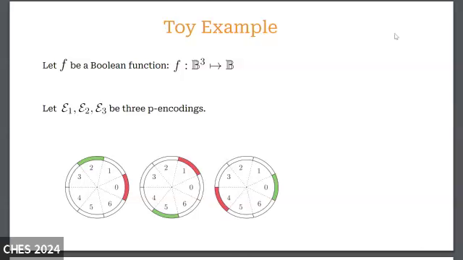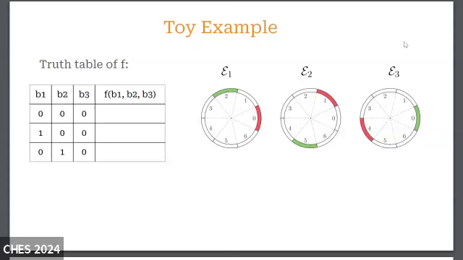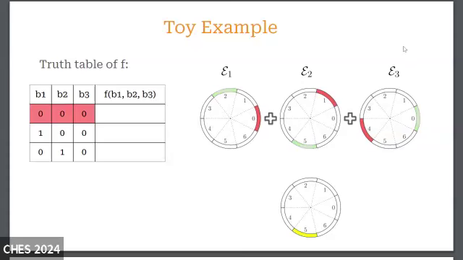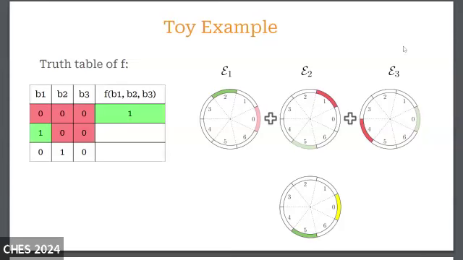Let's take a toy example to explain it better. So let's say we have a Boolean function of 3 inputs that have these 3 p-encodings, and you take the truth table of f, and you look at what's happening in every case. And so if you take 0, 0, 0, you're going to sum the 3 red elements on the torus, you land on 5, and then you look at what's actually the result of the function I want to evaluate. And if, let's say, it's 1, well, we label this sector in green. And you do that for every line. So each time you label an element.